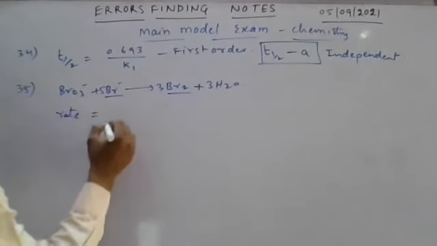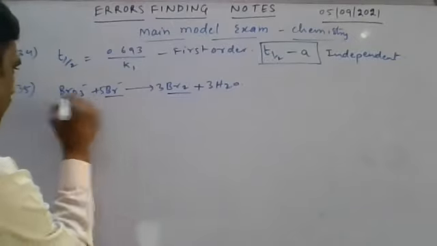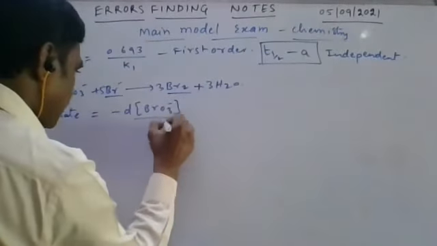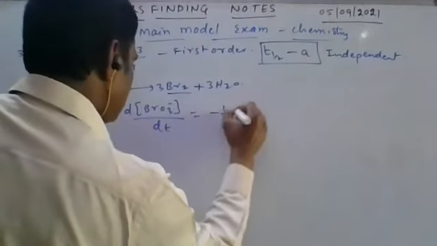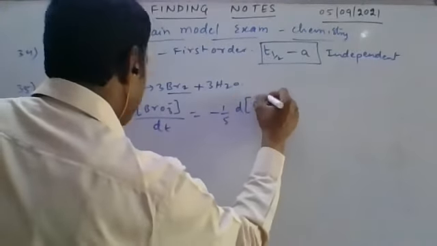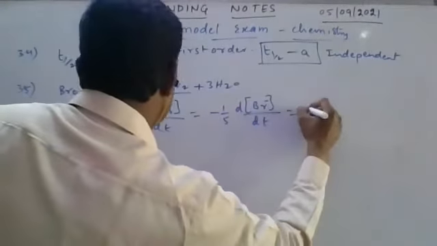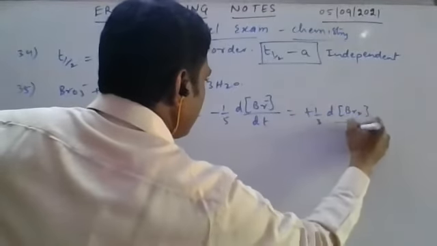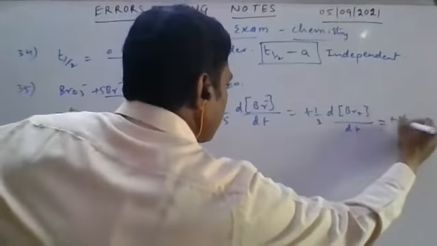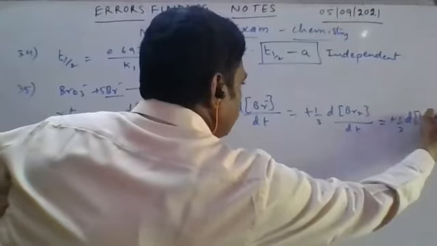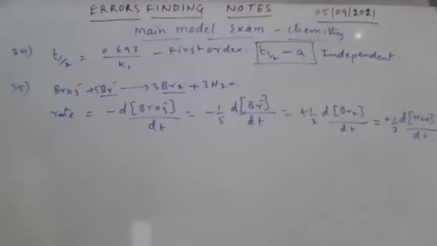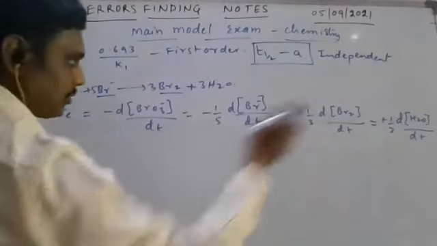First, the rate expression with respect to BrO3 minus: d of BrO3 minus by dt is equal to minus 1 by 5 d of Br minus by dt is equal to plus 1 by 3 dBr2 by dt is equal to plus 1 by 3 d of H2O by dt. This is the rate expression.